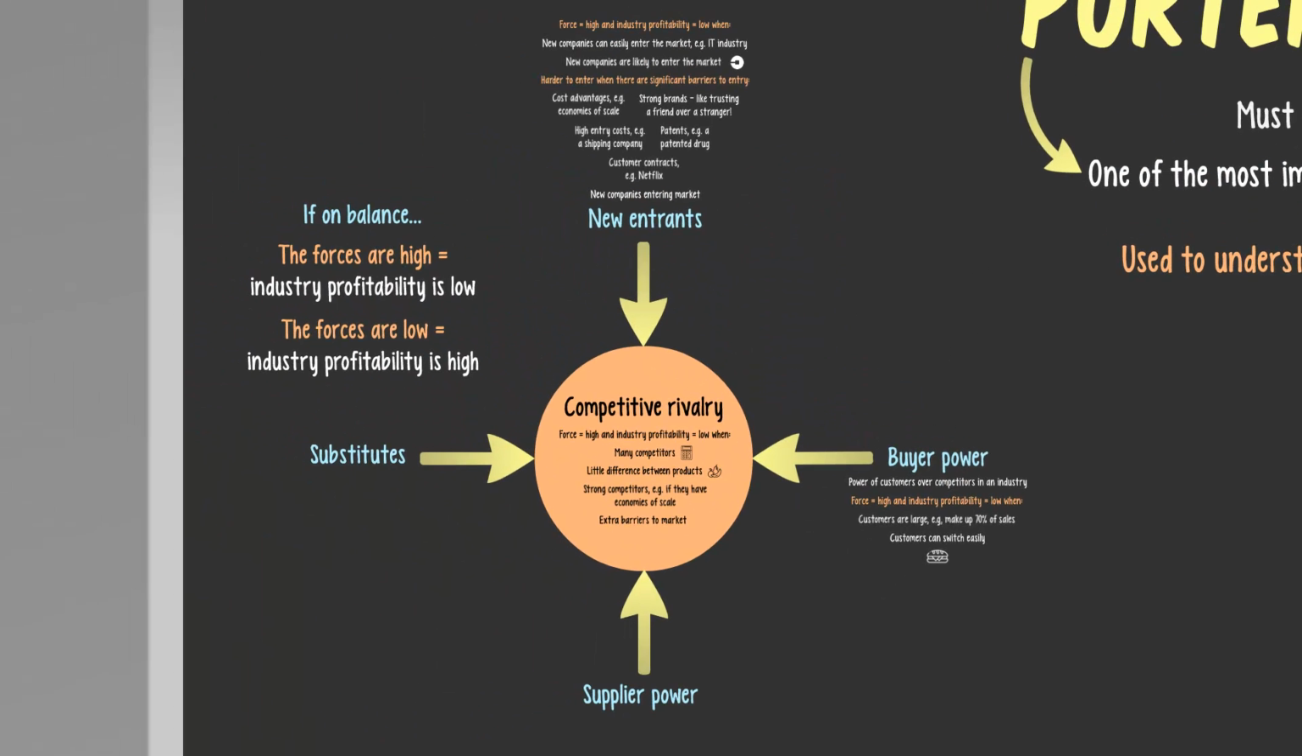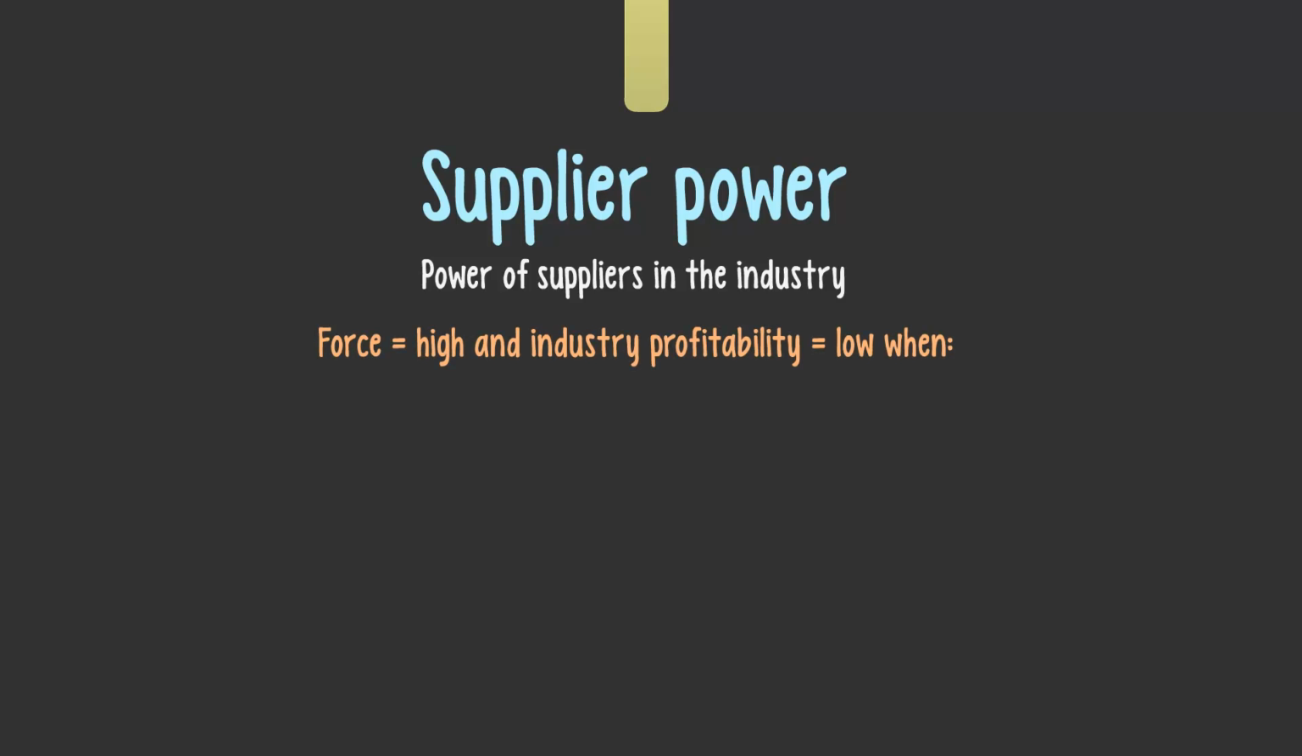Let's zoom back out to our 5 forces. Okay, let's have a look at supplier power now, and I think you're going to guess what supplier power is all about. It's the power of the suppliers to the industry. So the force is high and industry profitability low if there are few alternative suppliers.